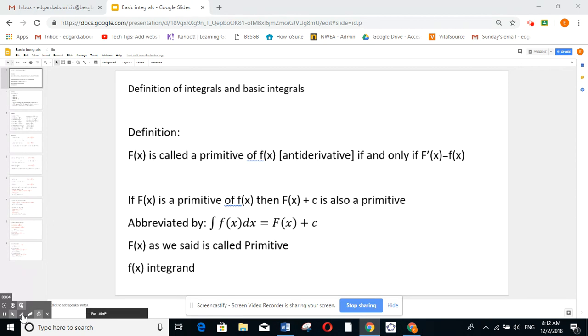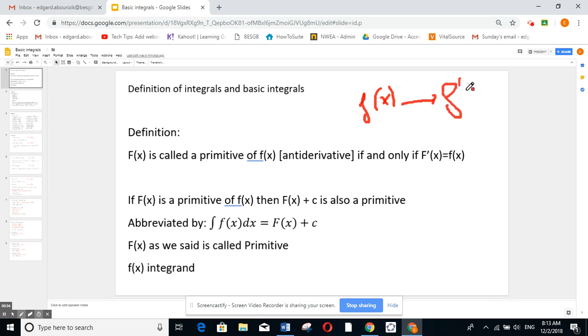What is an integral? Before, we took the derivatives. Now we're going to talk about the opposite of the derivative. It's called the antiderivative. Before, we used to have f of x, and if we derive it, we get f prime of x. This is the derivative. Now I want to find a function before f of x.